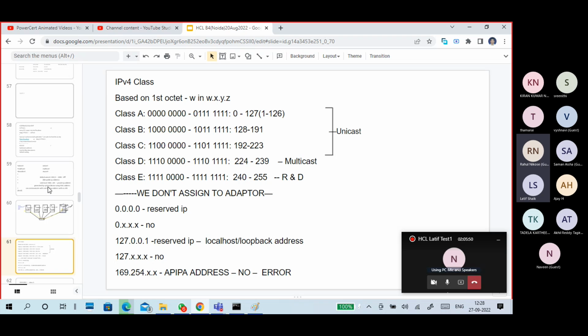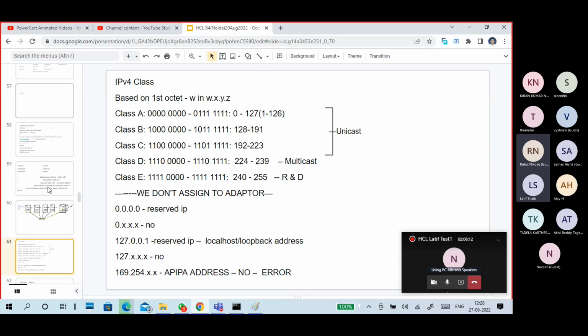Class A is 0 to 127, or 1 to 126. Why? Because 0.0.0.0 is also called an unknown IP address, reserved for certain protocols and applications. And the 0 series, 0 dot something, we are not using either.